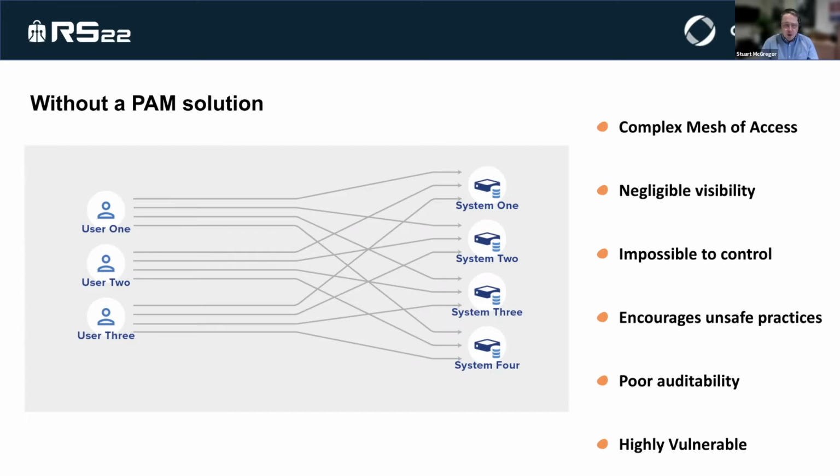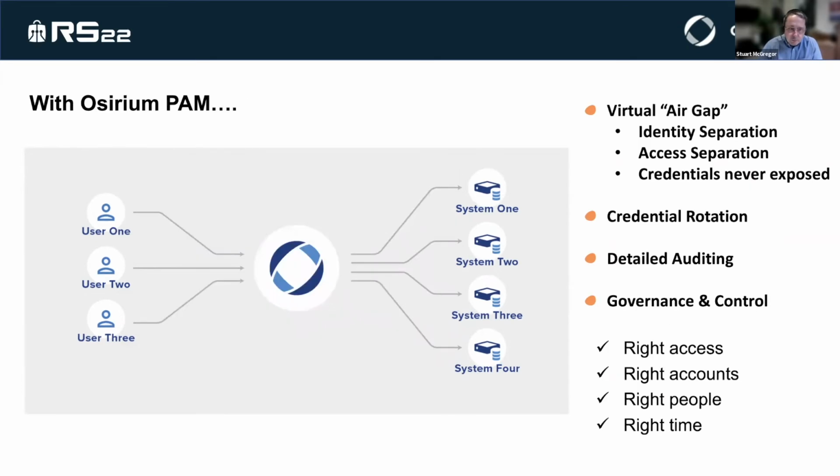It's impossible to control. People are sharing, people leave the business. Perhaps one of these users could even be an external vendor of yours that you need to give one-time access to help you with resolving a particular issue. But then, of course, they now know the account and you can't go and change the password because you don't know who it's going to impact within your business. So it really encourages unsafe practices. You've got very little audit and it leaves organizations highly vulnerable. And yet this is the situation that most organizations are in today within their IT operations.